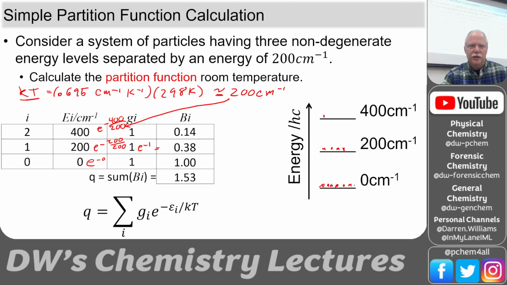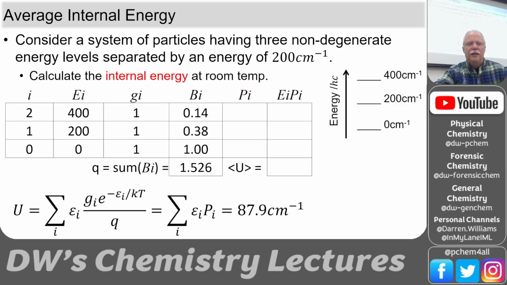But let's calculate those percentages. If we take those same Boltzmann factors and we divide each by this partition function, we get the probabilities. So in this case, it's 0.14 divided by 1.53. And so we get 10%. And then the next one is 0.38, or a little bit more than twice that, so 25%, and then 66%.